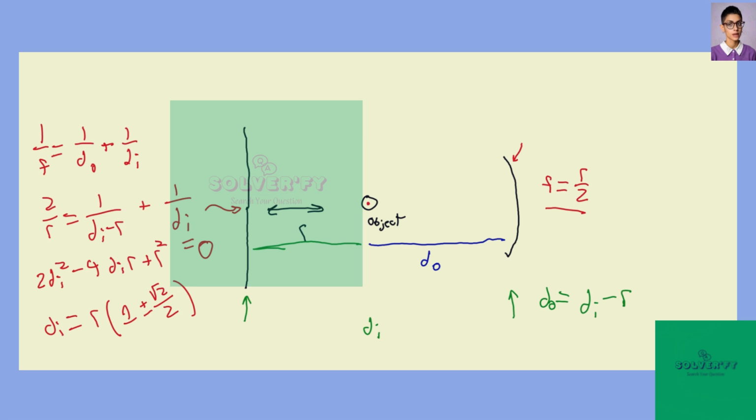However, we're only going to want where the image distance is greater than r, so we're only going to look at the plus side of this thing. Because this term could either be less than or greater than 1, and we want the one that is greater, so it's going to be plus. So we get that di is equal to 1.71r.